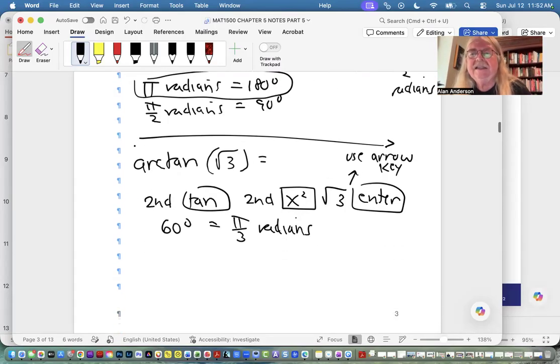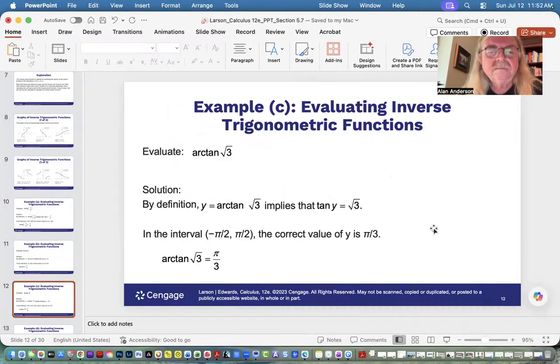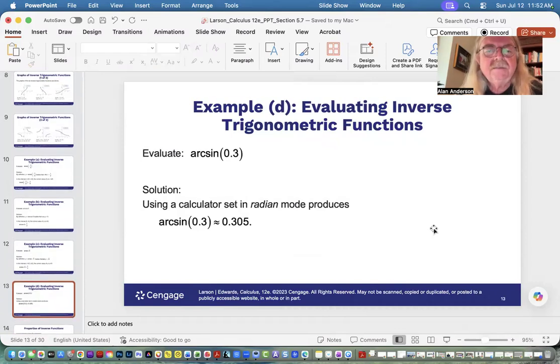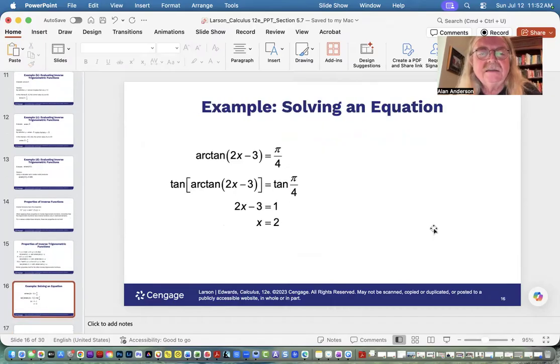Okay, I think that's all the examples that we need. And so here, oh, this is interesting. They're saying here's how you can work. If you want to use your cleverness to solve for some of these, look what they're doing here.